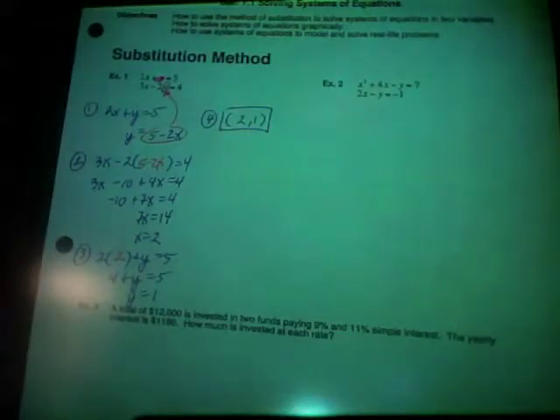Those were both linear equations, right? So then I must have had intersecting lines. You might get a parabola and a line, or you might get 2 parabolas. So now that you're in pre-calc, it's not just linear equations. So look at example 2.